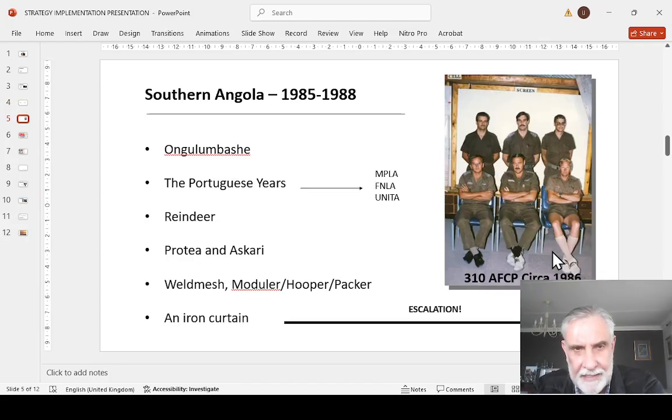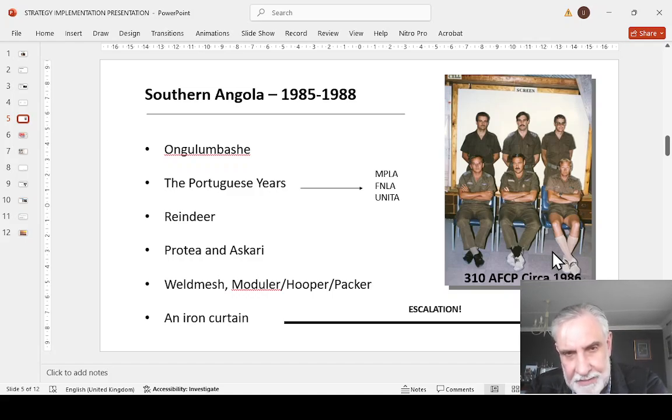Now, firstly, Southern Angola. I'm going to focus primarily on the period 1985 to 1988, but I need to speak about the years before that as well, just to give a bit of context. Incidentally, that photo over there that you see is 310 Air Force Command Post in Oshakati, where I was stationed for 4 years. Yours truly standing in the middle of the back there. Some of our comrades on that picture are, unfortunately, not with us anymore.